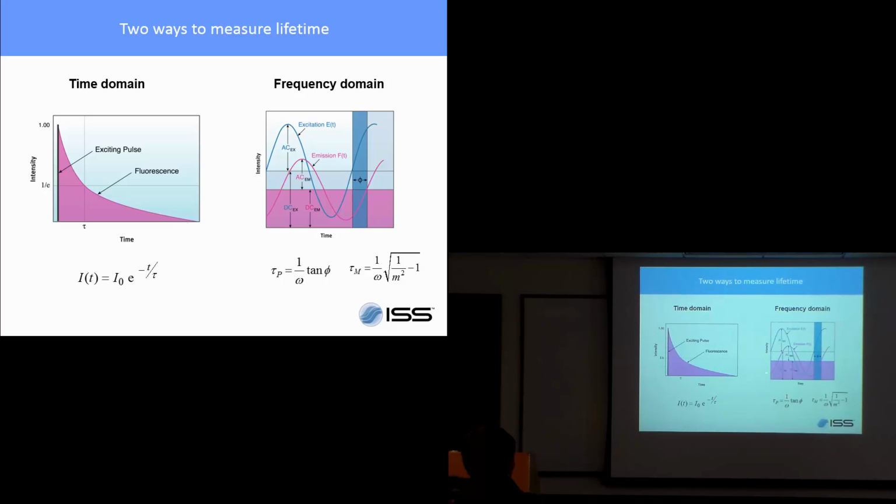The emission is delayed relative to the excitation, because the molecule spends some time in the excited state, and it is demodulated. So the ratio of peak to valley is less than the peak to valley of the excitation. There are relationships that relate the phase angle to the decay time, or the demodulation to the decay time.